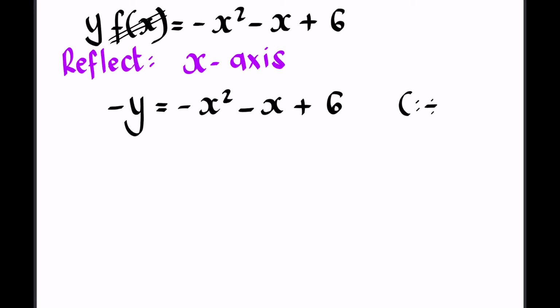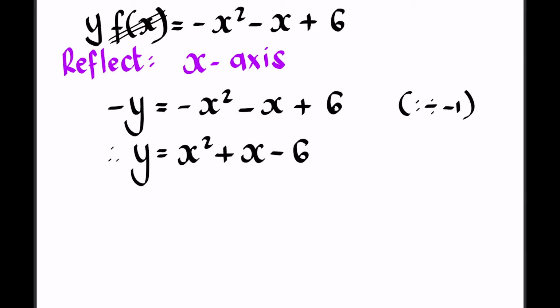So therefore, I'm going to divide everything by negative 1. So y will equal negative x squared divided by negative 1 is x squared plus x minus 6. Now all the signs have changed, so I've done the reflection. The reflection was about the x-axis and that changed the y's sign.